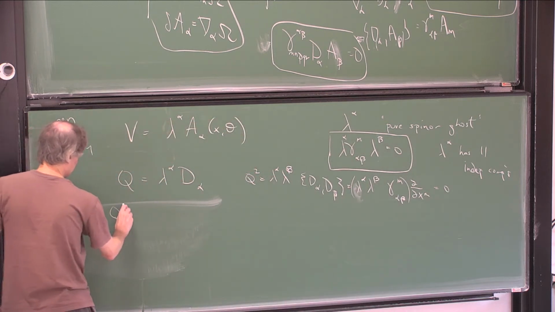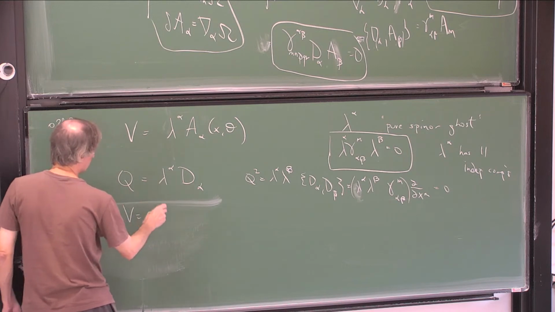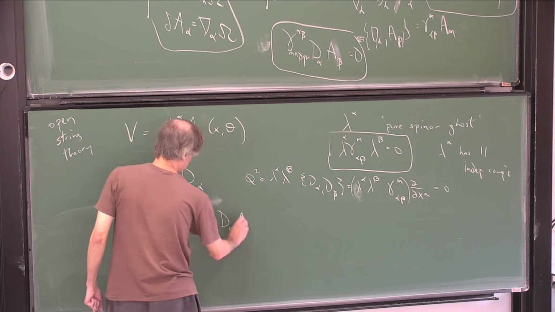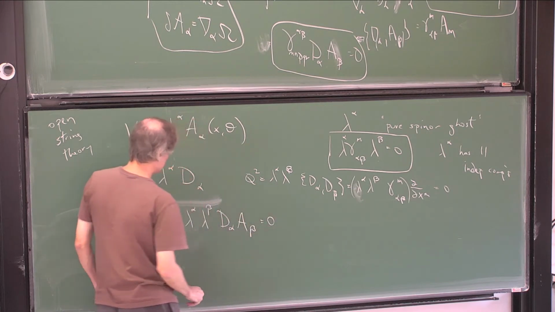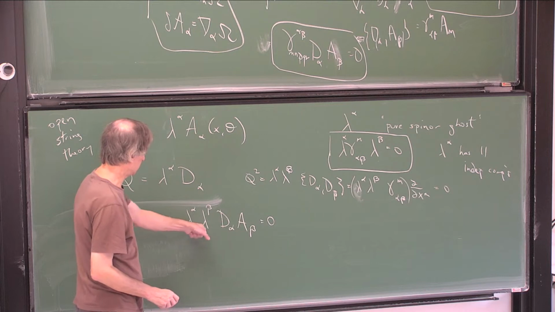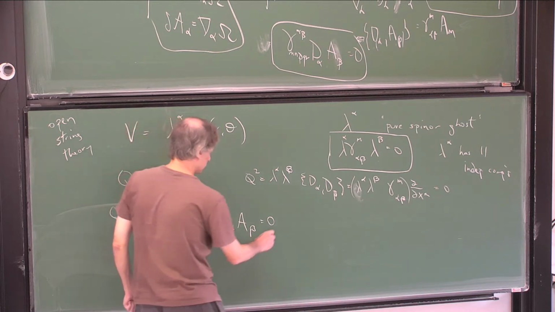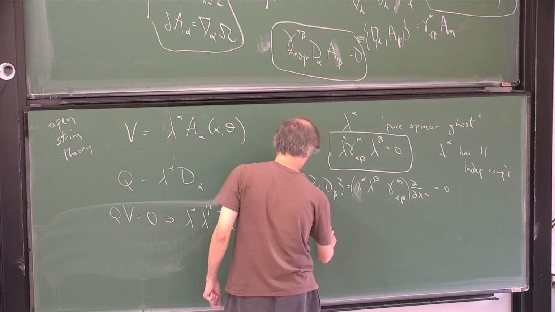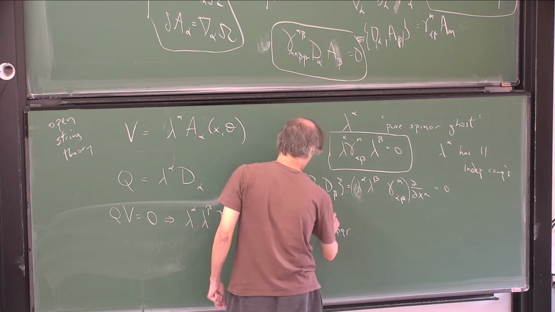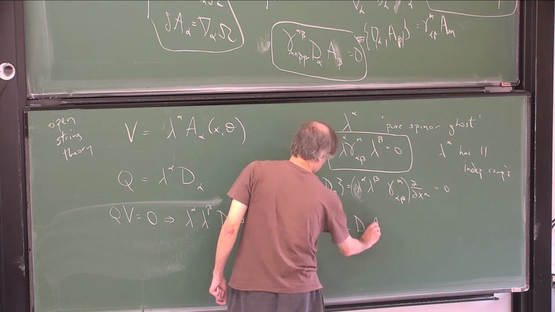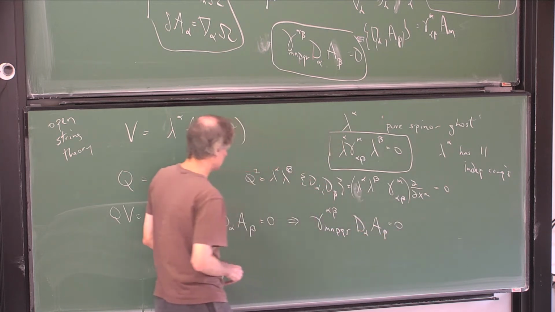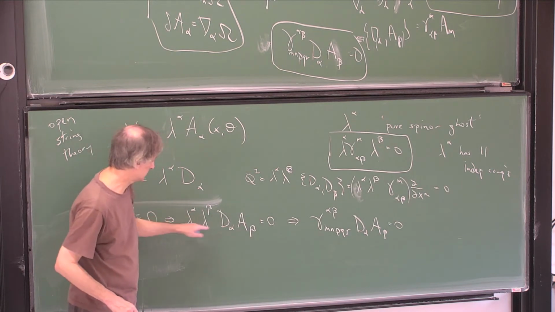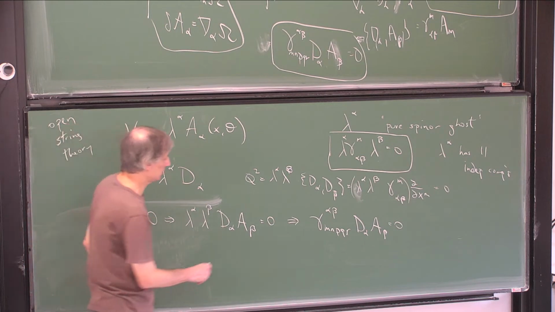And QV equals 0 implies exactly what we want. It implies lambda alpha lambda beta D alpha A beta equals 0. Again, only the 5 form part of this contributes, this implies that gamma... the 1 form part here doesn't contribute to this because lambda gamma lambda equals 0. So this is equation 1.